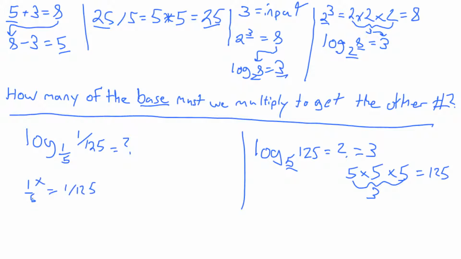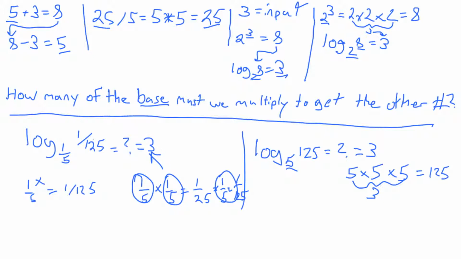Let's try multiplying 1/5 out. 1/5 by 1/5 is 1/25. Times 1/5 again is 1/125. So how many 1/5ths are there? How many of the base did we multiply to get 1 over 125? 1, 2, 3. And so it's equal to 3. See, we're just multiplying the base until we get the input.